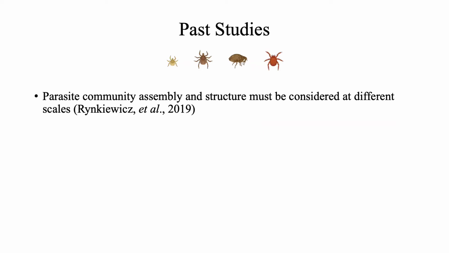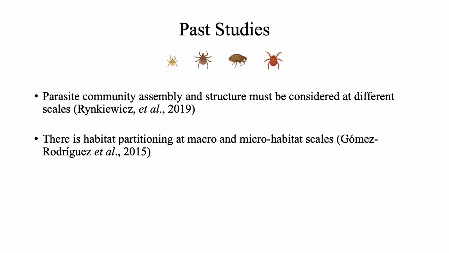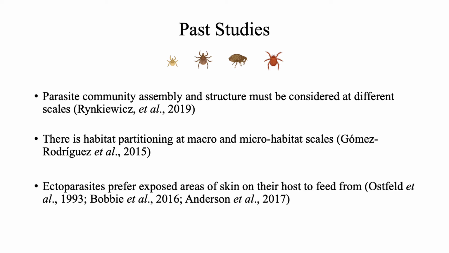One study has found that parasite community assembly and structure is affected by the individual host as well as the host population, where environmental factors at both the micro and macrohabitat scale affected community assemblage. Across the macro and microhabitat scales, habitat partitioning has been found to affect community assemblages. And this is important to consider as ectoparasites tend to feed from their host in different niches or attachment sites of the body. Ectoparasites tend to prefer exposed areas on the skin on their host to feed from, including the ears, open wounds, and genital areas, where they will opportunistically feed from these exposed spots.